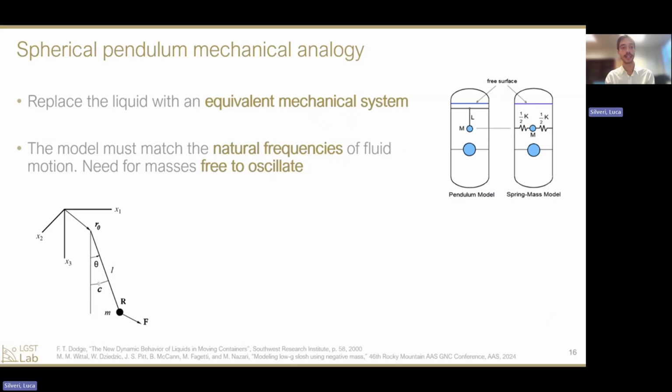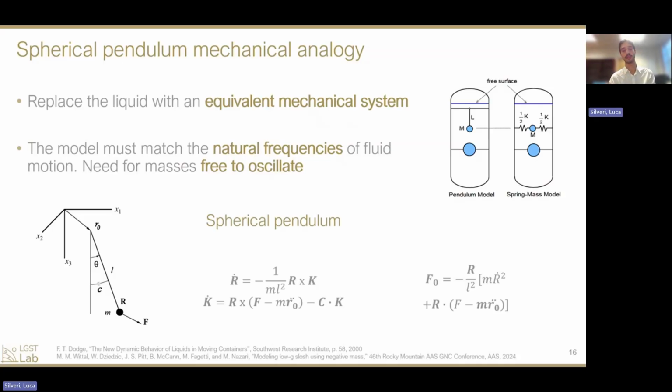For what concerns the analytical model, the spherical pendulum mechanical analogy was implemented. The idea behind mechanical analogies is to replace the liquid with an equivalent mechanical system. The model must match, of course, the natural frequencies of the fluid. So there is a need for masses free to oscillate, and these are the equations of the spherical pendulum that have been implemented in MATLAB. So let's see some results.